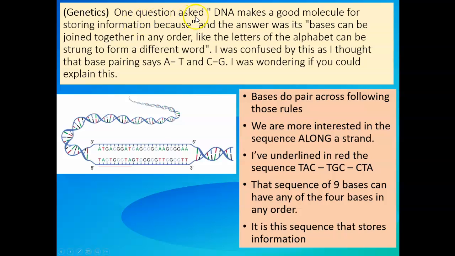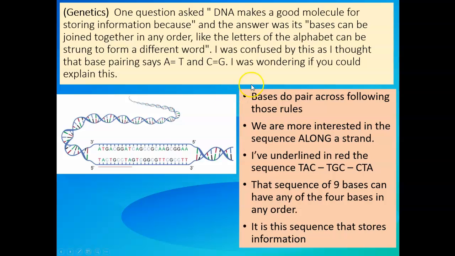So the student says, one question asked, DNA makes a good molecule for storing information because, and the answer is that because its bases can be joined together in any order like the letters of an alphabet can be strung to form a different word. So the student was confused by the idea that A's should pair with T's and C's should pair with G's, and so they didn't know how that worked together.